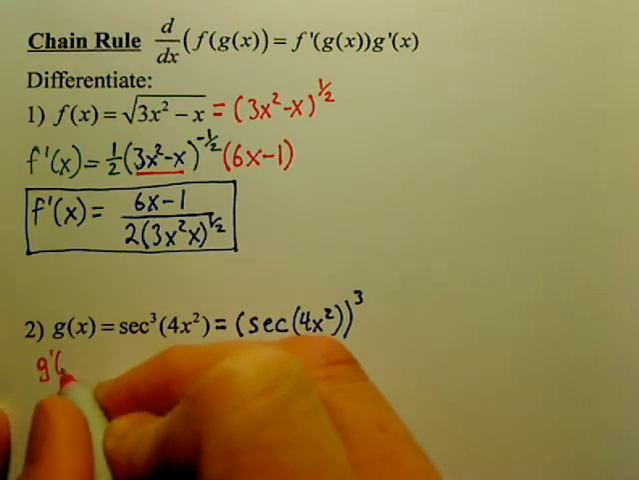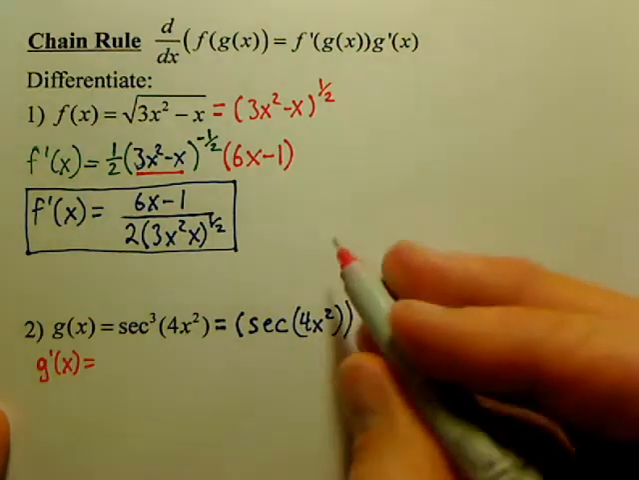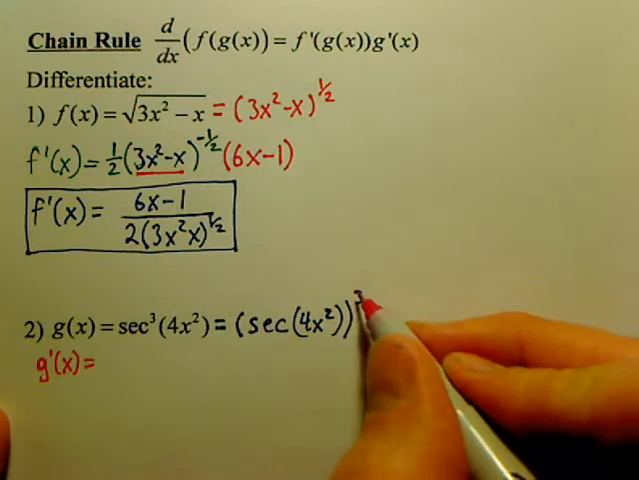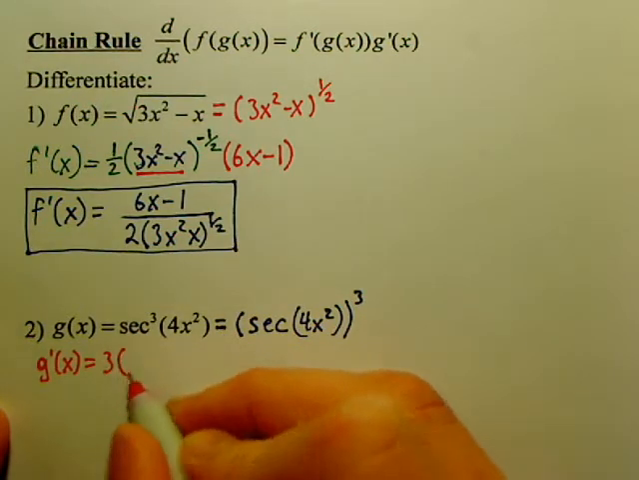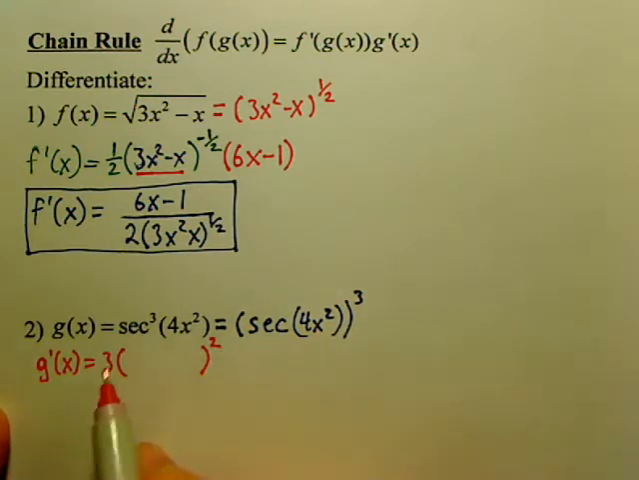All right, it's a little weird at first glance. What is the outer function? Can you see the outer function is the 3 blank? So I'm going to take the 3, bring it out front, leave the inside, drop the power by 1. So I did 3 blank squared.